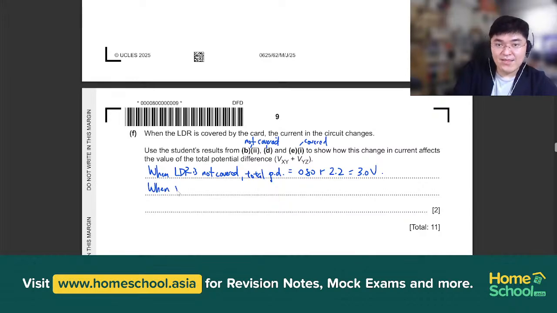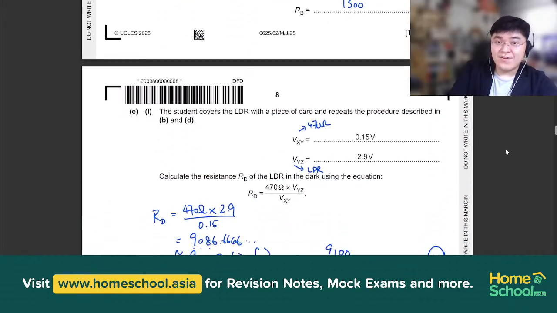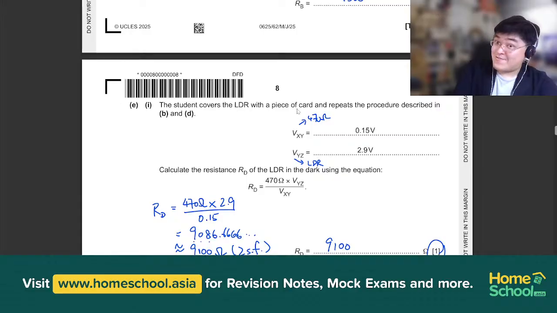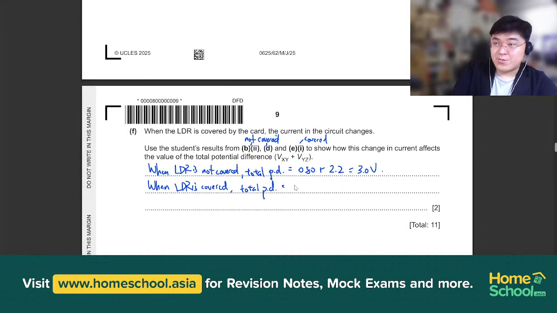And when the LDR is covered, total potential difference equals, let's check this out. Over here, the student covers the LDR with a piece of card. So Vxy is 0.15 and Vyz is 2.9. So let's write that down: equals 0.15 plus 2.9. And that should get you 3.05, and in two significant figures, we get 3.1 volts.